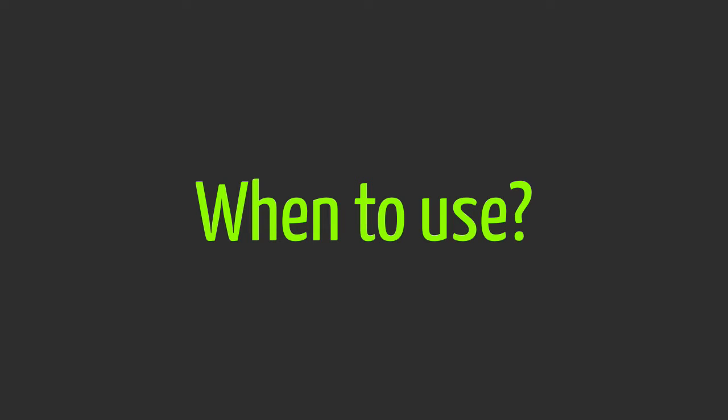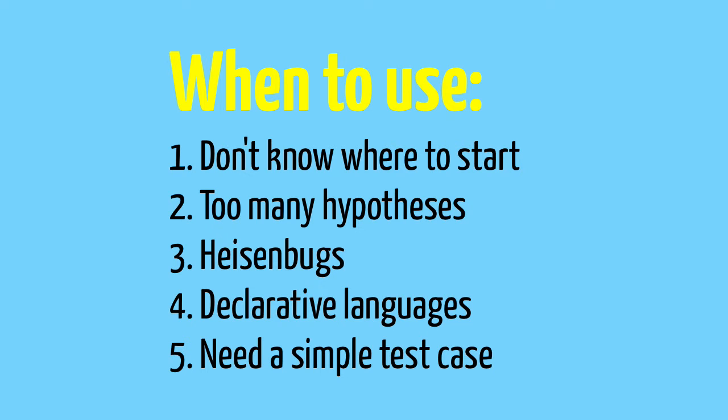When should you use this technique? Well, here are some scenarios where test case simplification is especially helpful. 1. When you don't know where to start looking, i.e., you can't even come up with a hypothesis. 2. When you have the opposite problem. There are too many hypotheses, and none of them seem any better than the others. 3. When you have a Heisenbug. A Heisenbug is a bug that disappears the moment you put in probes to try to observe its behavior.